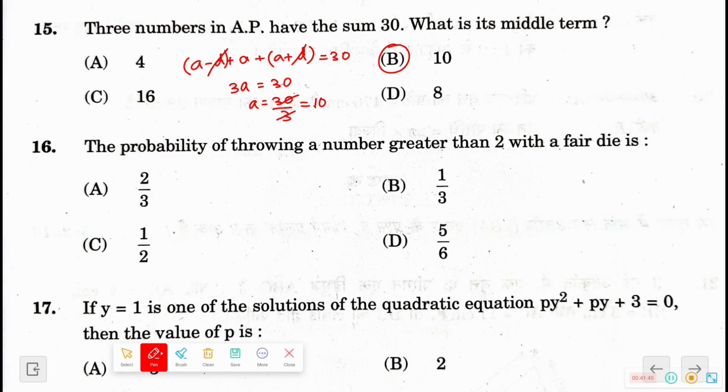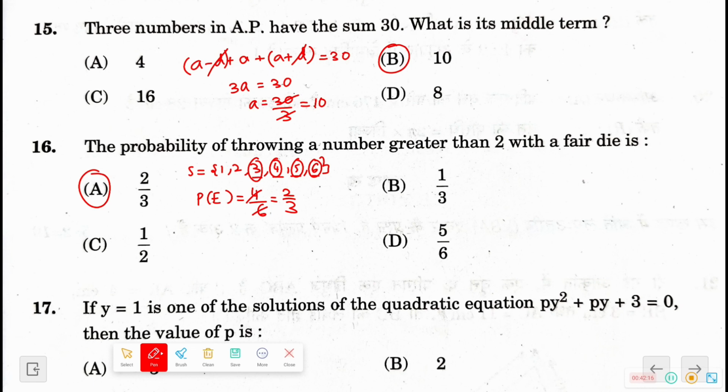Now the probability of throwing a number greater than 2 with a fair die. What are the numbers when you throw a single die? Sample space is 1, 2, 3, 4, 5, 6. What are the numbers greater than 2? 3, 4, 5, 6 are greater than 2. Favorable are 4 and total are 6. So the probability is 4 by 6. That option is not there, so we have to cancel it to 2 by 3. 2 by 3 is option A.